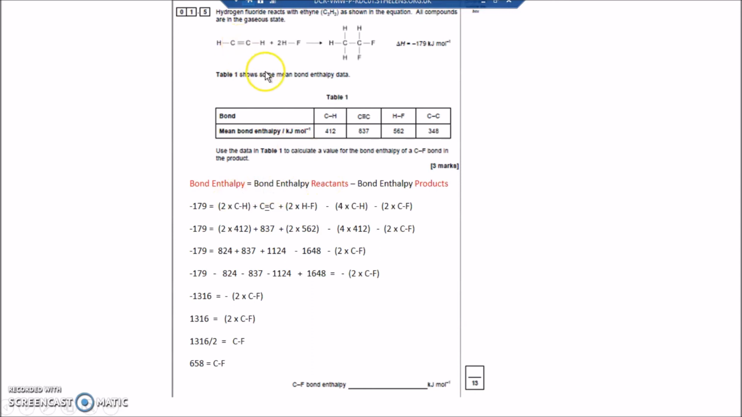That's a C to C triple bond at 837, 2 C to H's, which is 412, added 2 lots of HF, 2 lots of 562. Take away any bonds on the right, so that's 1, 2, 3, 4 C to H's, so take away 4 times 412, and take away 2 times CF, 2 times 516.